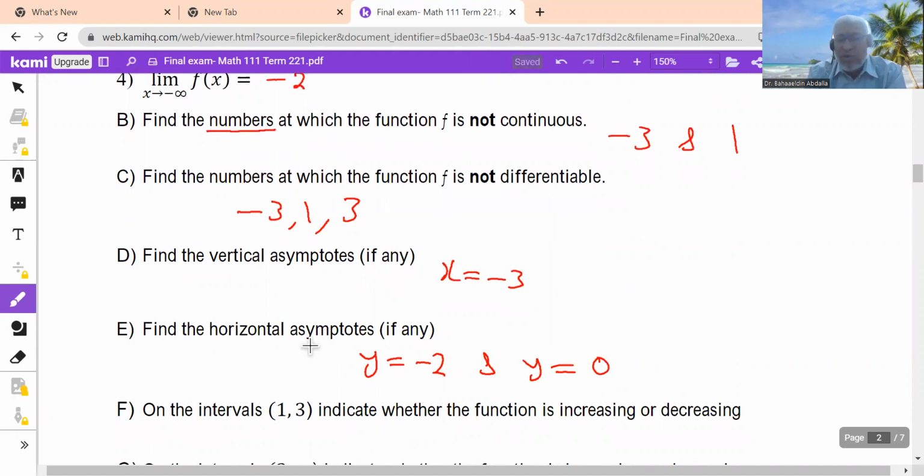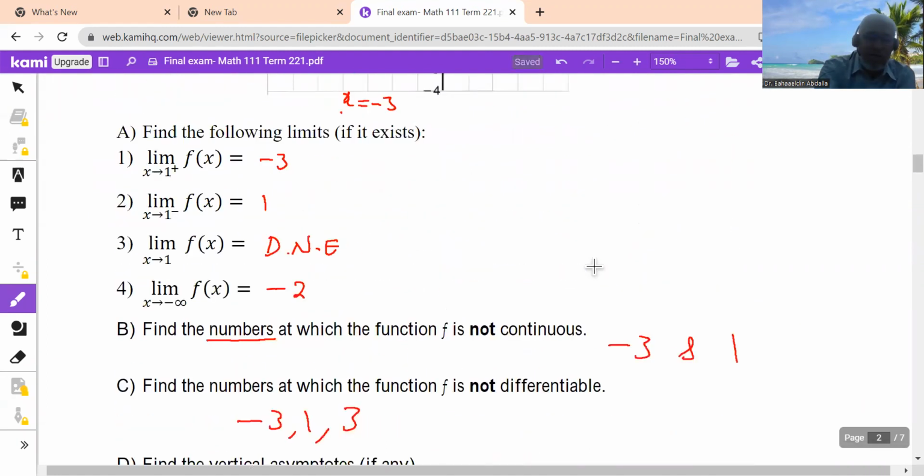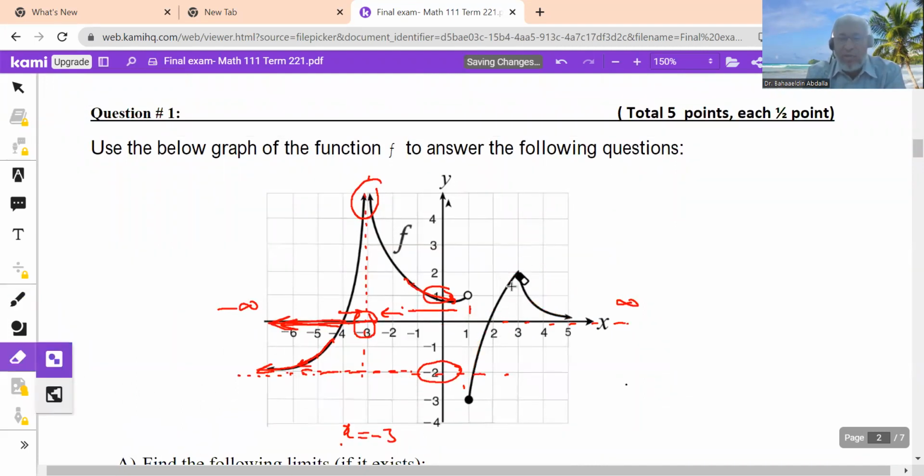So there are two horizontal asymptotes. On the interval 1 to 3, is the function increasing or decreasing? 1 to 3 are x values. So we need to concentrate here from 1 to 3, when x is 1 at this interval. From 1 to 3.